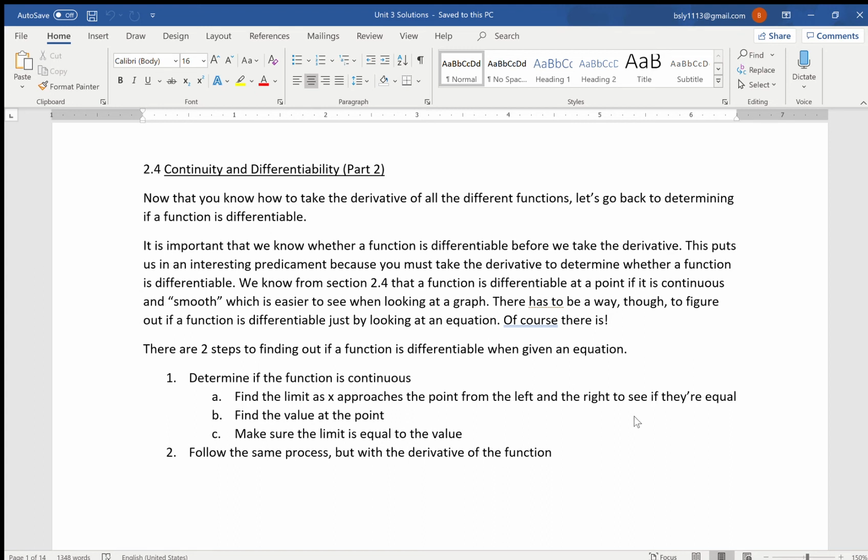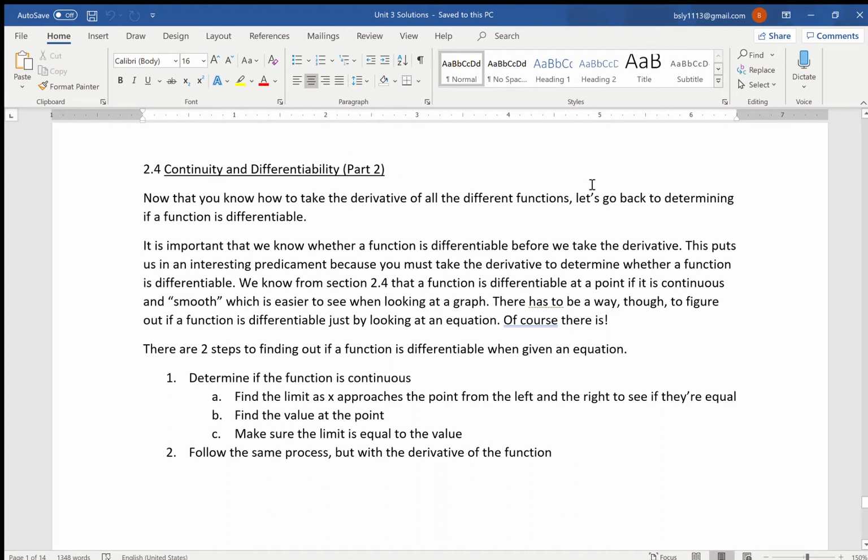Alright, so we're going to revisit differentiability today. Before, you learned that a function is differentiable when the function is continuous and smooth. And smooth is a very loose term, right? Because it's talking about not having a sharp turn in it. But even then, you would have to get in very, very close in order to really see if a function has a curve in it.